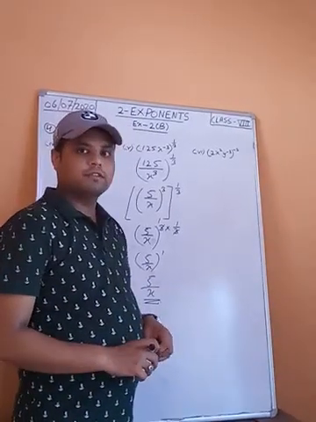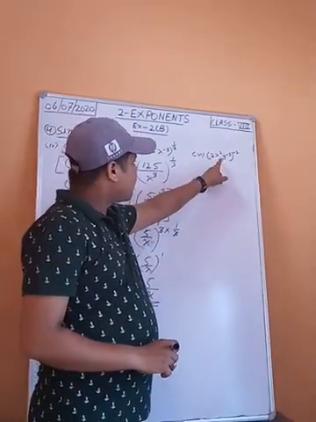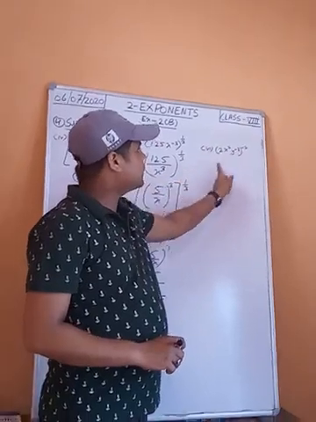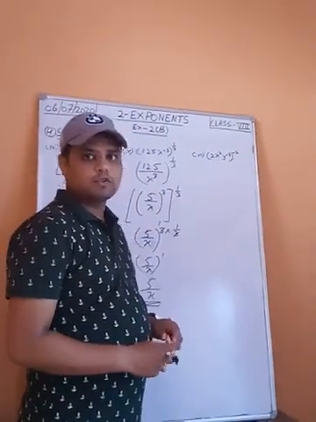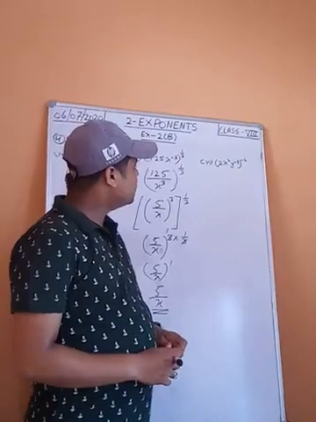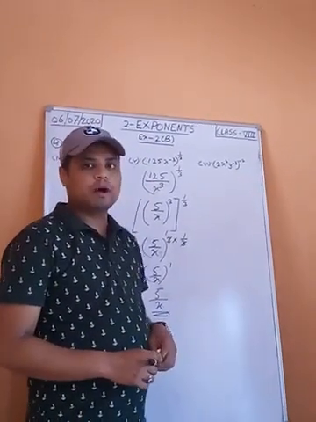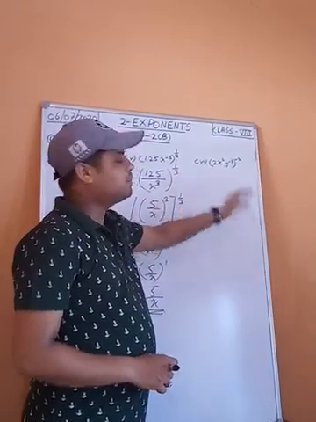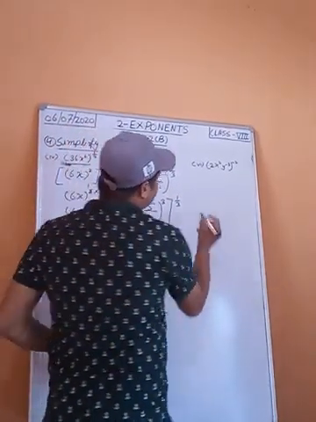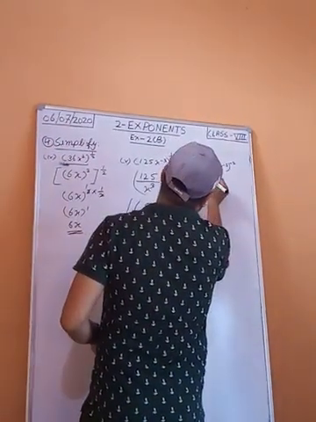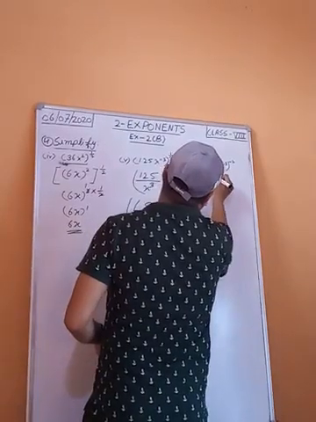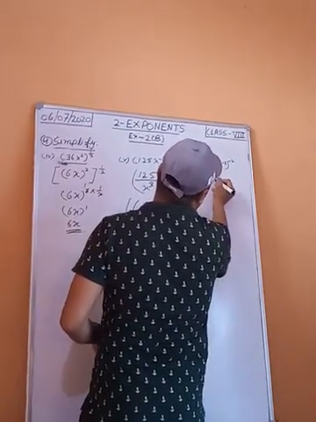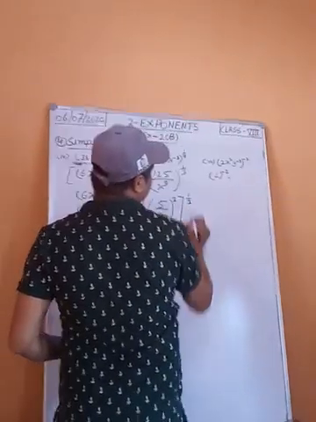Part 6. 2x squared y raised to the power minus 3 inside the bracket, then the whole power minus 2. In this sum we cannot use the power law because we cannot take the base and power. So we will write separately 2 raised to the power minus 2. Then multiply.